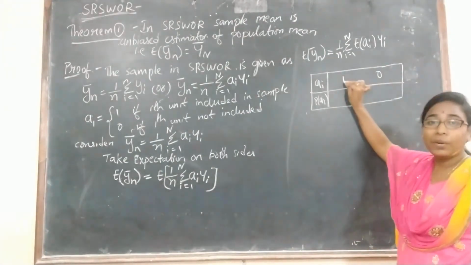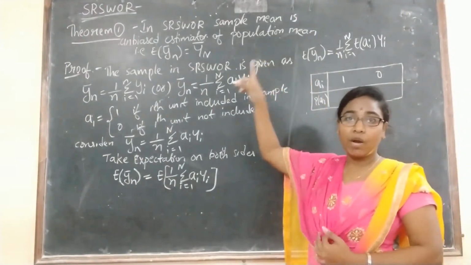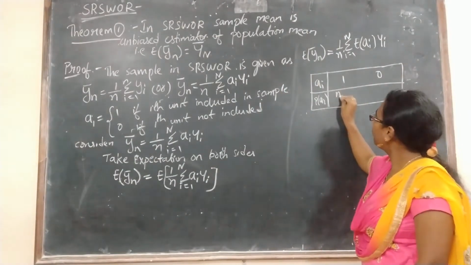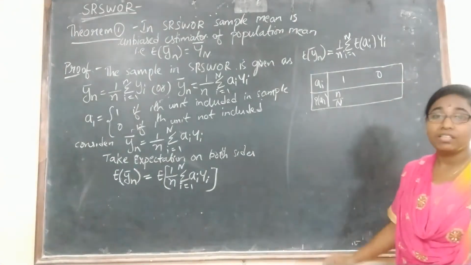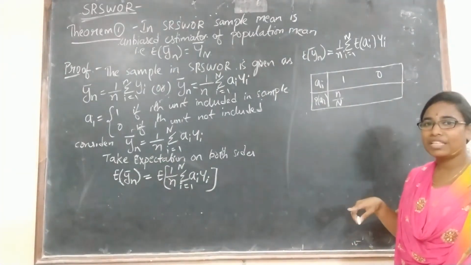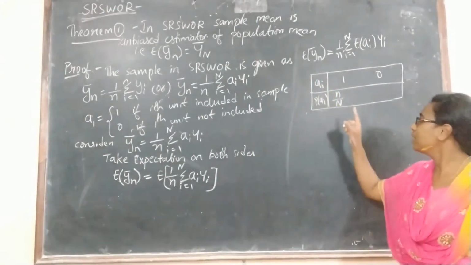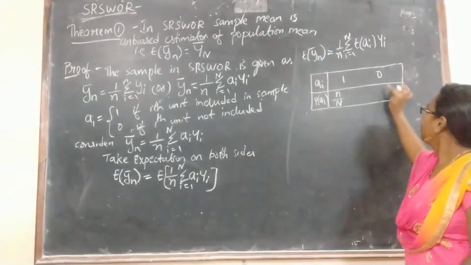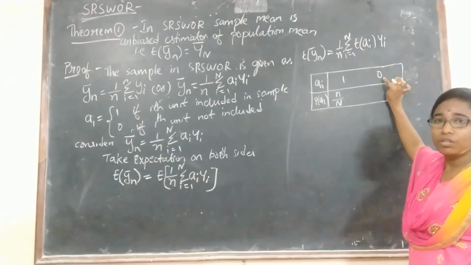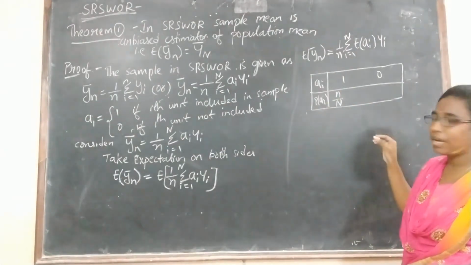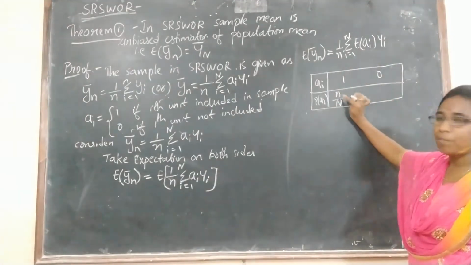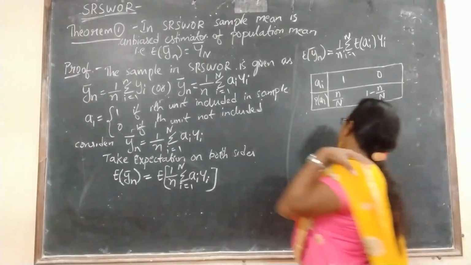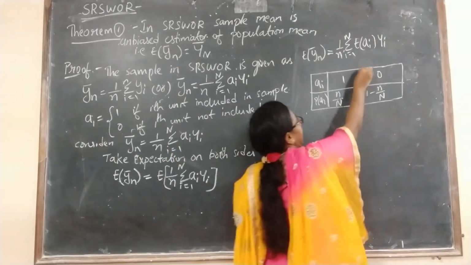When it is included in the sample, in simple random sampling without replacement, as we discussed in yesterday's definition also, the probability will be small n by capital N. The probability that a unit is included in the sample in SRS WOR is small n by capital N. So this will be the probability for AI equals 1. Next I want the probability for AI equals 0. Total probability will be 1, right? So already you got this value as n by N. So the remaining probability will be 1 minus n by N. So this is the table for the AI probabilities.